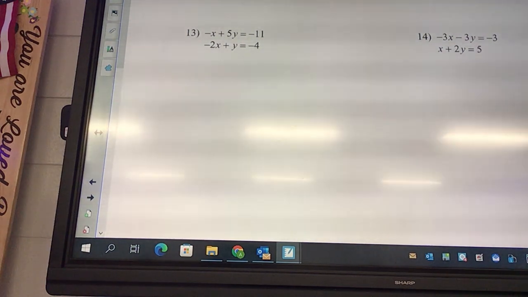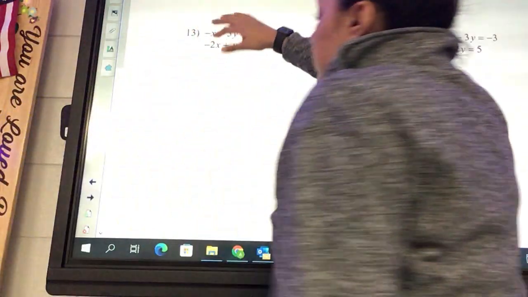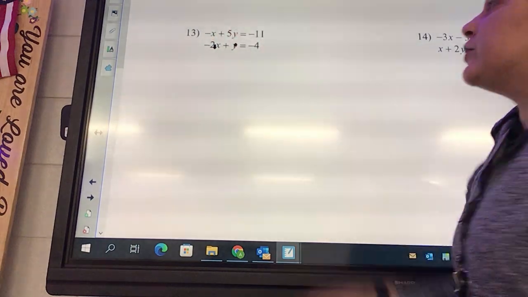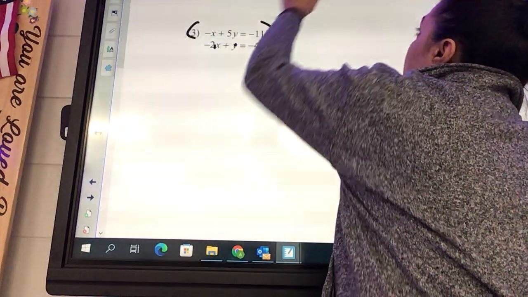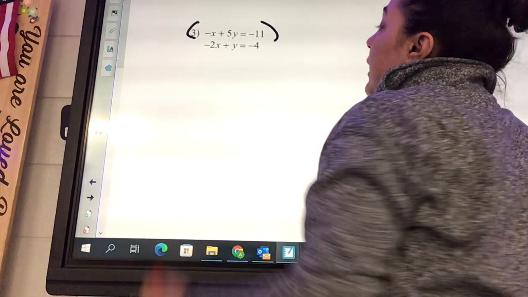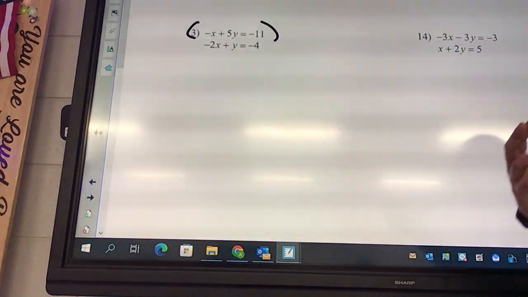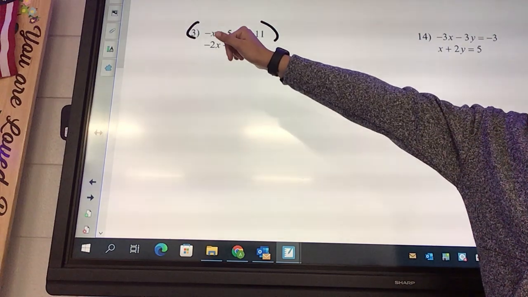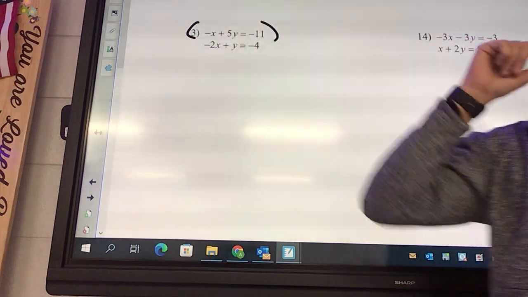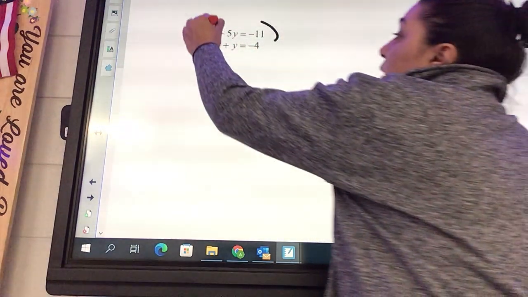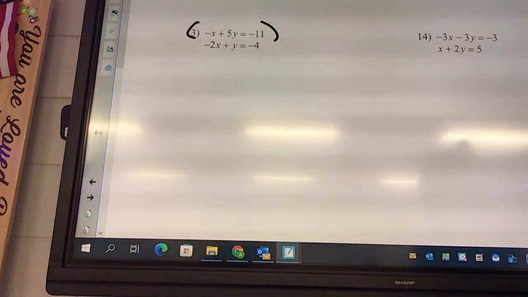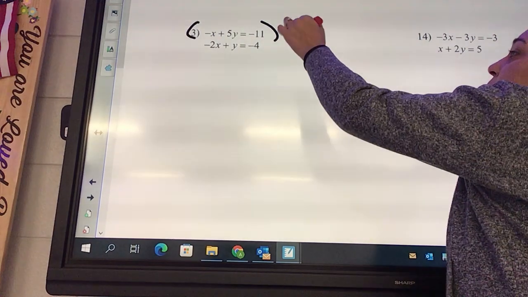The x's. Okay, so if we want to cancel the x's, well, which one's smaller? 1 or 2? The 1. So that's the one that's going to have to get multiplied. If you were choosing the y's, you would multiply by equation 2, because there you got a 1 and a 5. Okay, so -1 times what would give me a 2? 2. So we need to multiply this by 2.